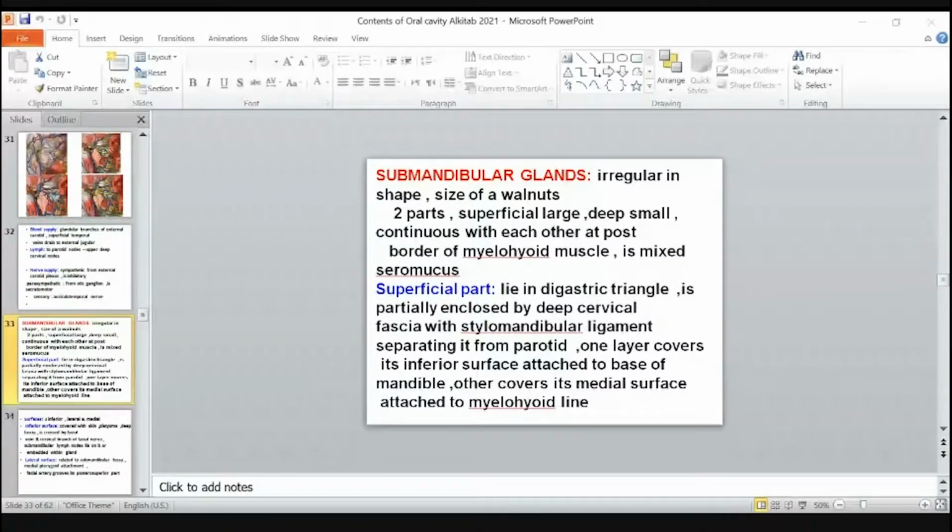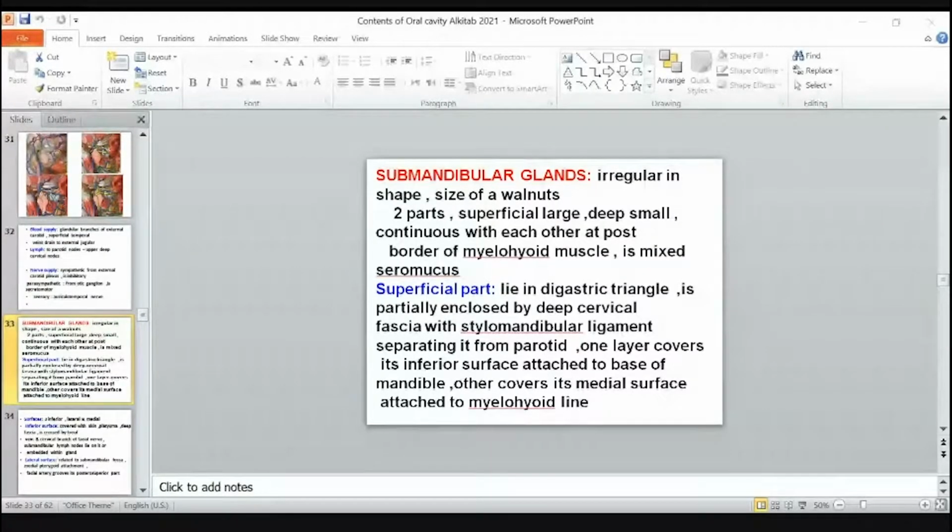And the submandibular ganglion receives preganglionic parasympathetic fibers from the chorda tympani of the facial nerve through the lingual nerve. We will come to these later. We will study these, but the parasympathetic supply is from the submandibular ganglion, which is secretomotor. Sympathetic supply is from the plexus around the lingual artery, which supplies the submandibular ganglion from the superior cervical sympathetic ganglion, which is inhibitory to the gland.